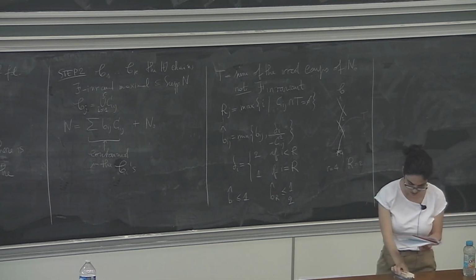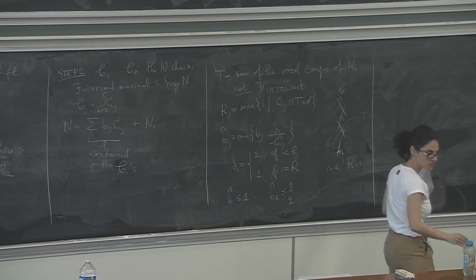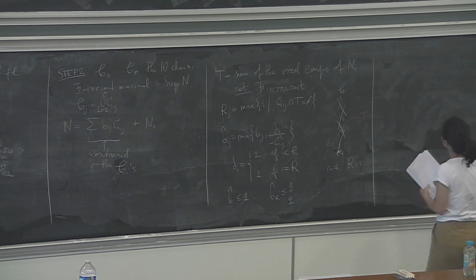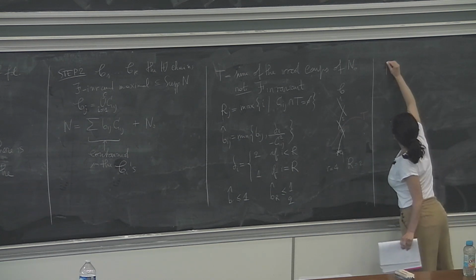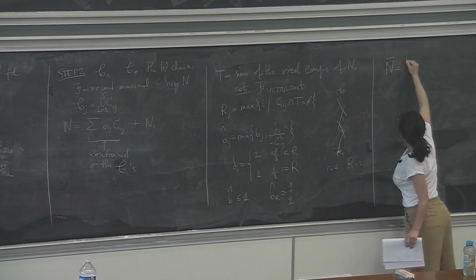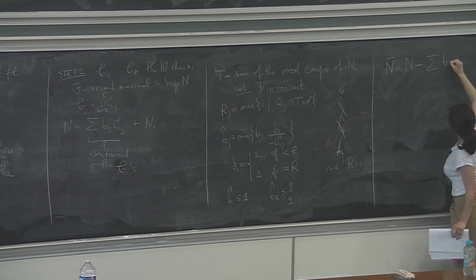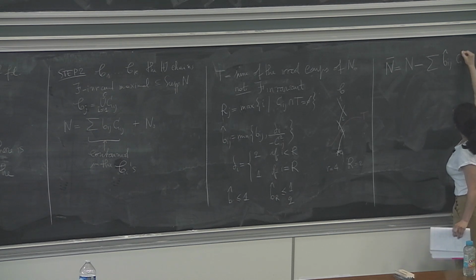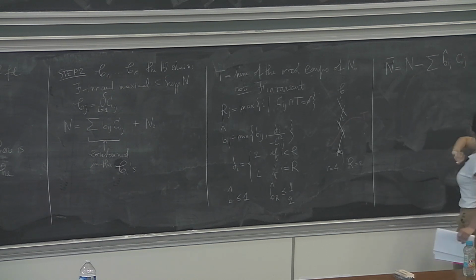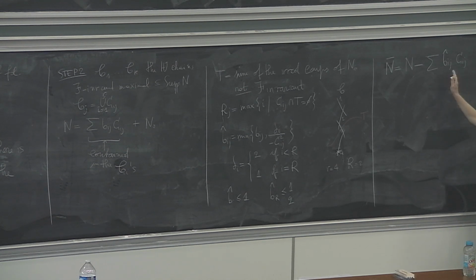Okay, so what do we do with these coefficients? We define the divisor N bar as N minus this thing, which is supported on the chains but has coefficients Bij hat.